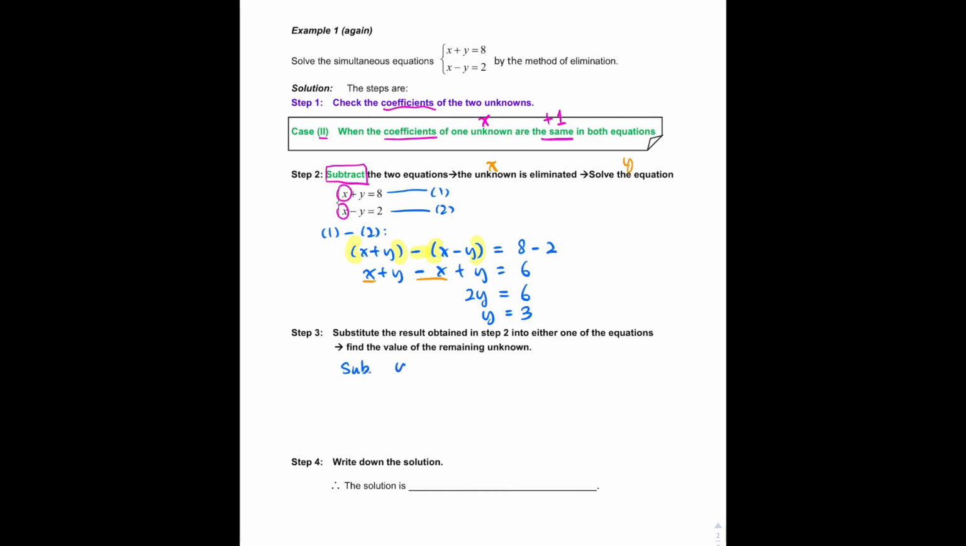And similarly, you can substitute y equals 3 into either equation. Then you will have x plus 3 equals 8, and so x is equal to 5. And finally, you have the same set of solutions: x equals 5 and y equals 3.